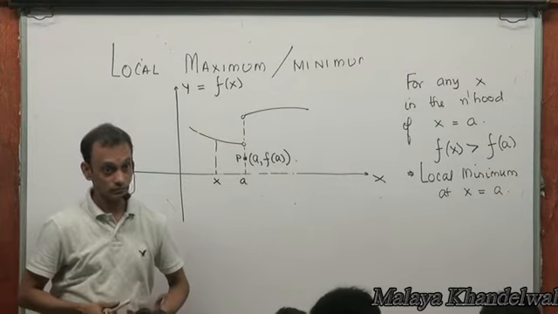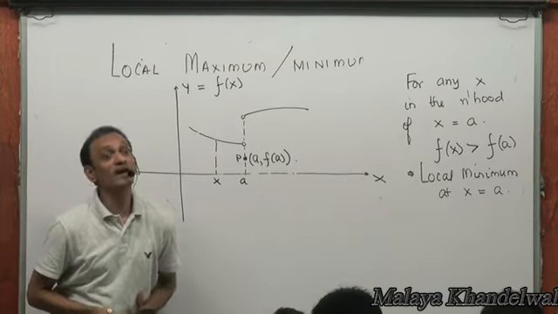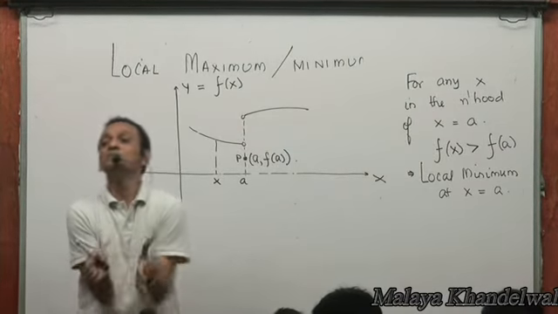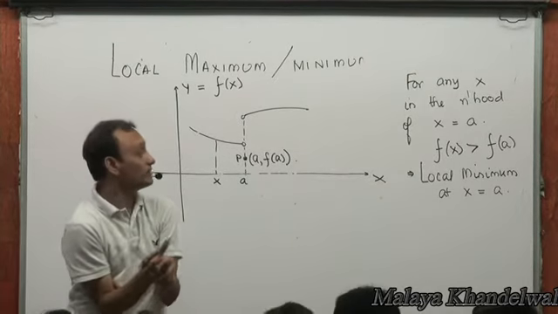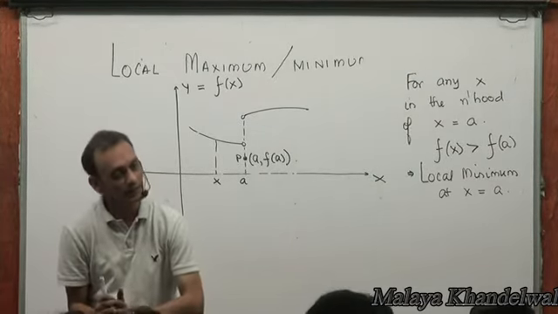Right? It's not the smallest value of the function, but it's the smallest in the small enough neighborhood surrounding x equal to a. And it is said to have a local minimum at x equal to a. Clear?